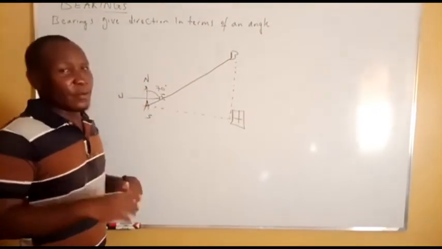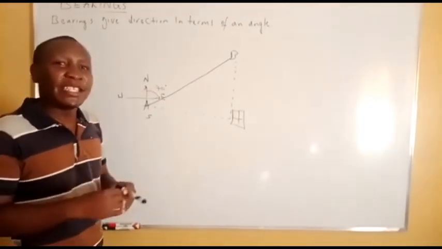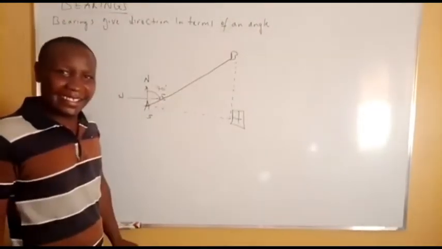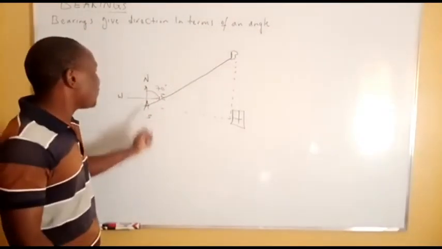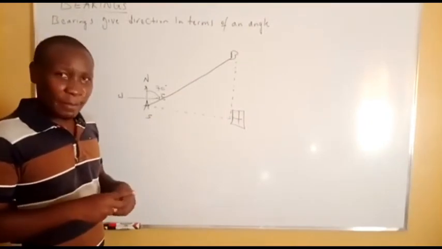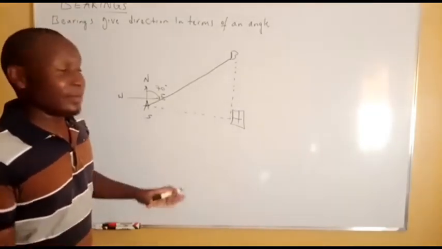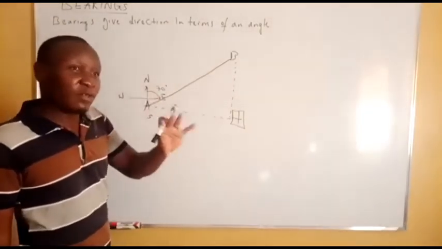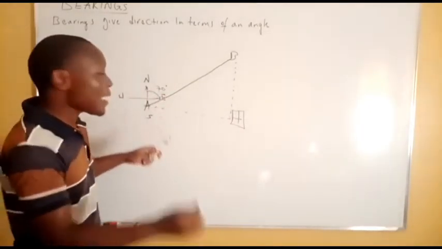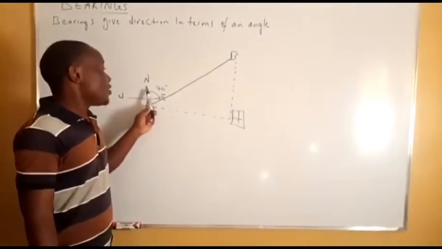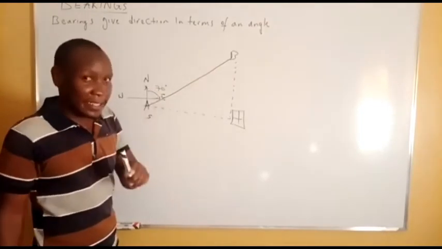This means that we have given John the direction to town B using the angle, 70 degrees from the north. Since we have used the angle to give John the directions, we have used bearings. Bearings give direction in terms of an angle. The most important concept that you must not forget is that bearings are measured from the north in the clockwise direction.